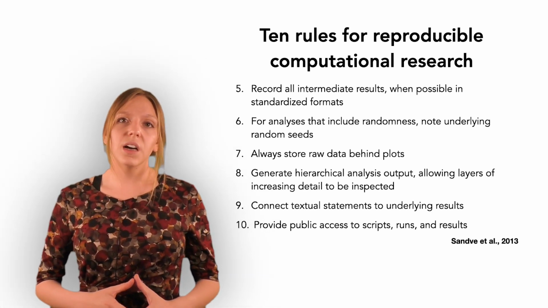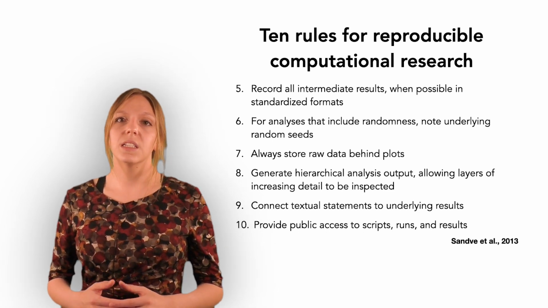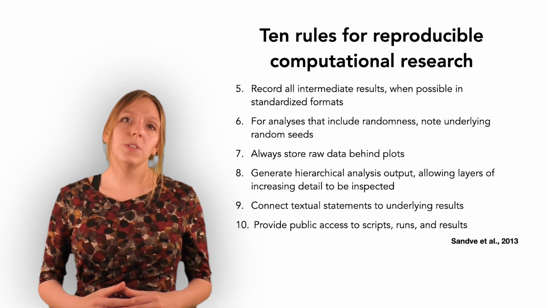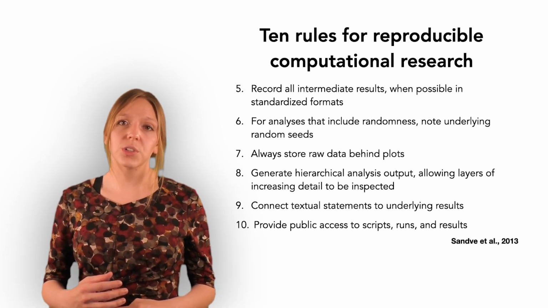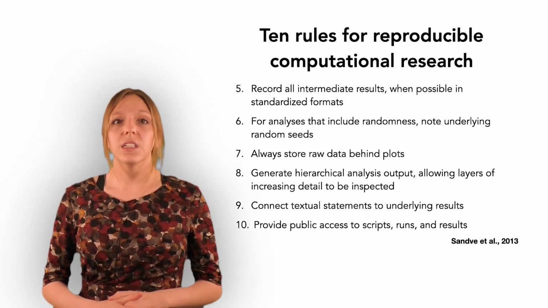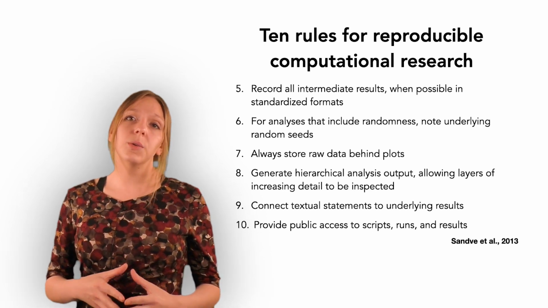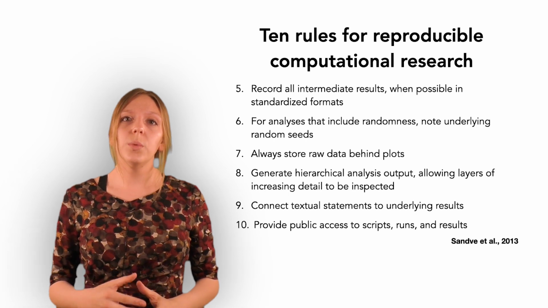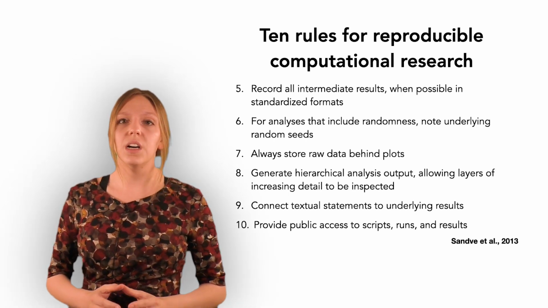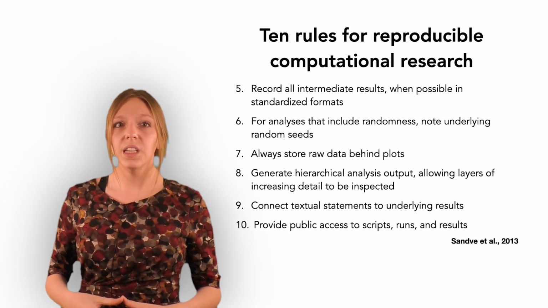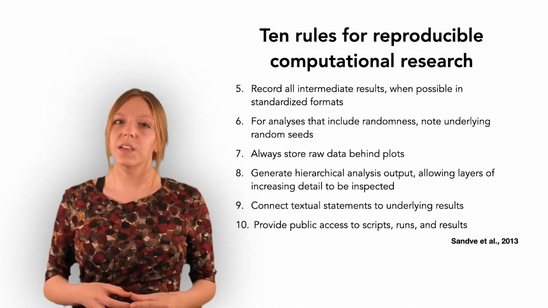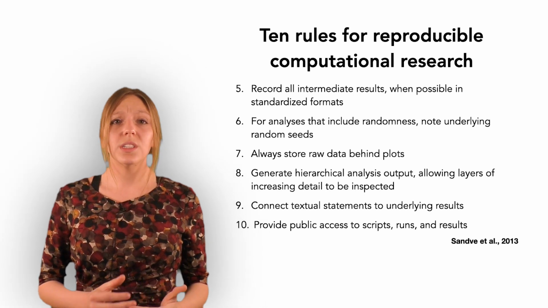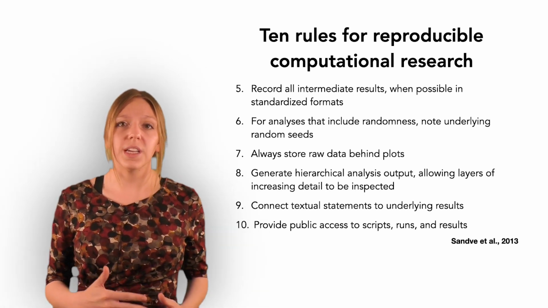Rule number 6, for analyses that include randomness, note the underlying random seeds. This is because when you use analyses including randomness, their outcomes are going to depend on the random seed. So if you want to be able to have the same outcome again, you'll need to know what the random seed was. Rule number 7, always store raw data behind plots. You can recover the plot from the raw data, but recovering raw data from the plot is at best difficult and time-consuming, so do yourself a favor and make sure that you save the raw data you used for your plots.